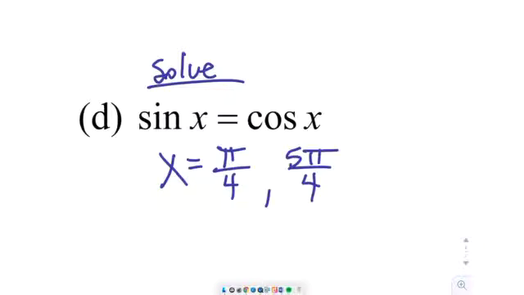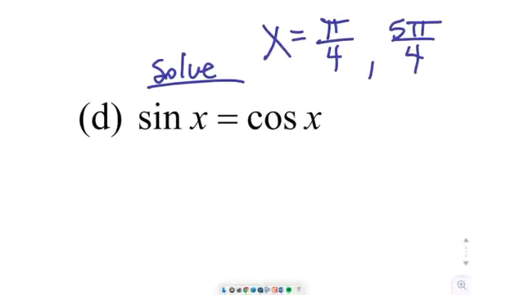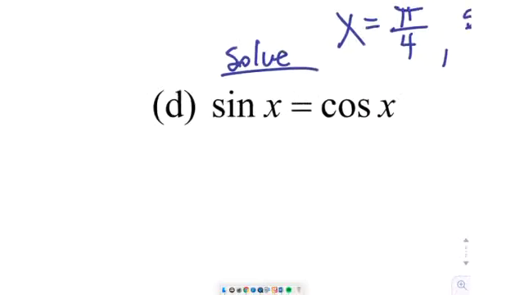Nicely done. Now, what if you didn't use clever insight and intuition? What if you're just like, I'm a robot. When I see stuff, I do stuff, right?